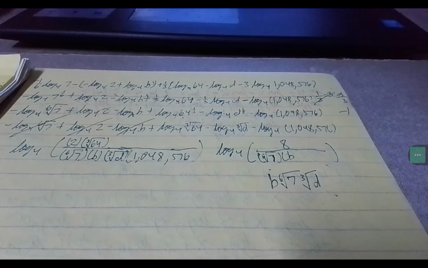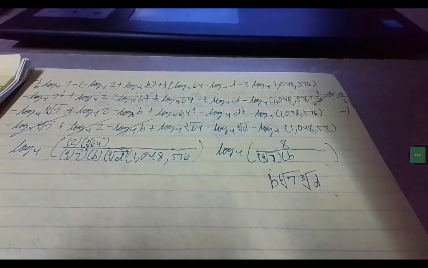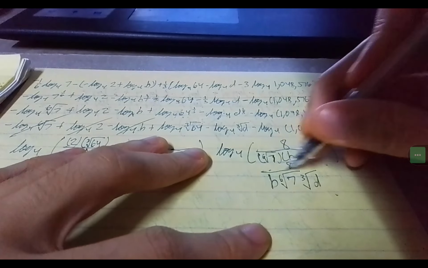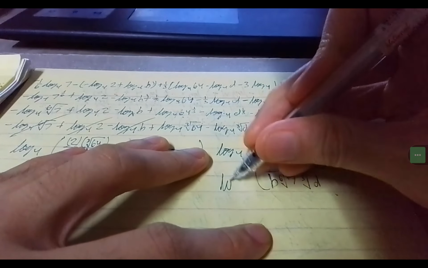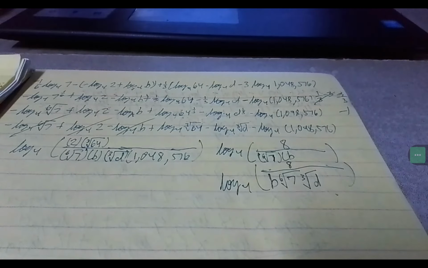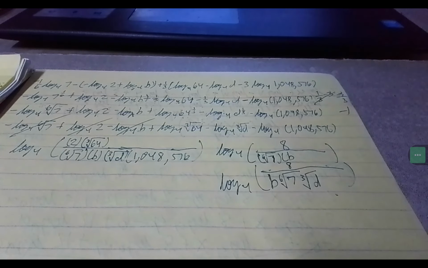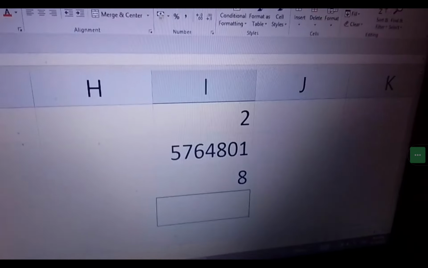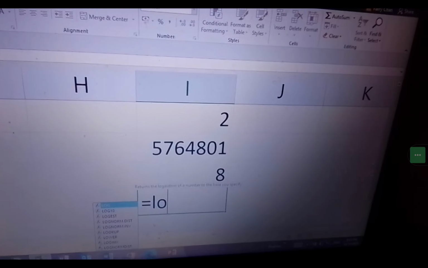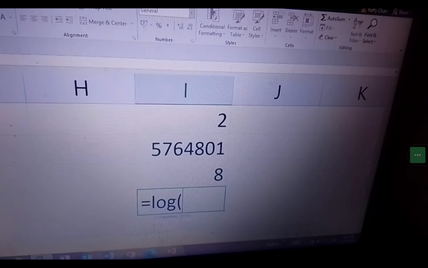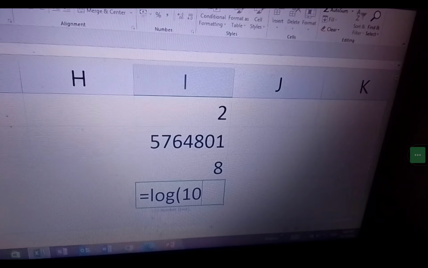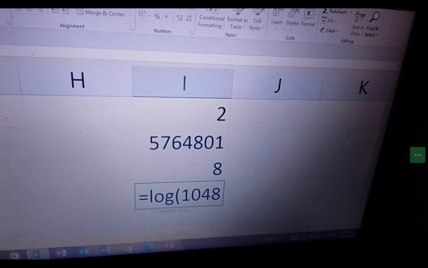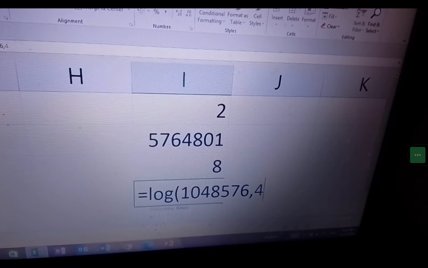We have the 6th root of 7, times b. Or you can just do b times the 6th root of 7, and then being multiplied by the cube root of d. Just like that. Pwede pa rin ganun. You can also write it that way. Log base 4 of 8 divided by this factor.